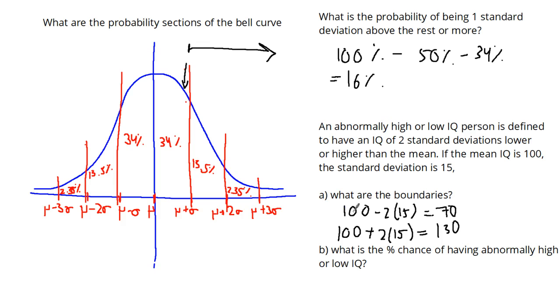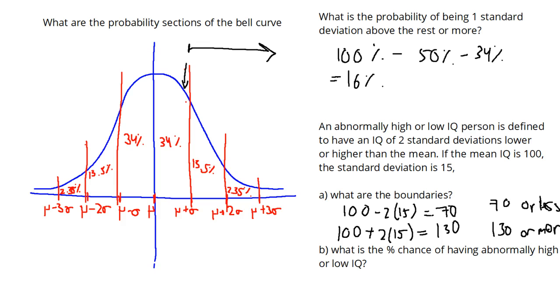So we have 100 minus 2 times 15 is 70, which is if you are less than 70, so 70 or less, you'll be considered as an abnormally low IQ person, and 130 or more, you'll be considered as an abnormally high IQ person. So what is the percent chance of having the abnormally high or low IQ?